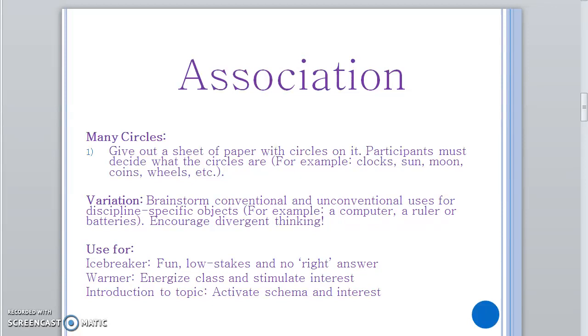Encourage divergent thinking. So this activity is useful for an icebreaker. It's fun, low stakes, and there's no right answer. It's also useful for a warmer. It energizes the class and can stimulate interest. You can also use it to introduce a topic. It activates their schema, background knowledge, as well as their interest.